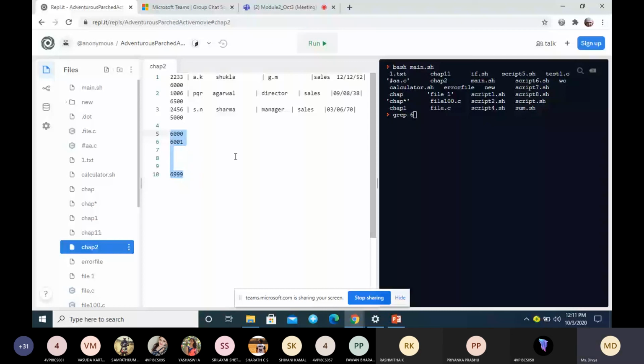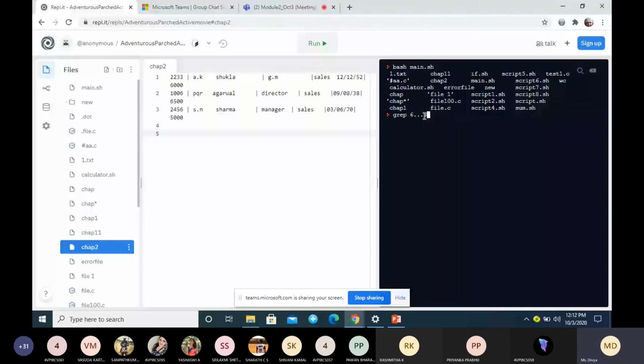It should start with 6. For 6,000 to 6,999, the first character is 6. Between that, it can have any two characters, like 699 or 6,500. The last character can be anything, but it should have only three characters after the 6. So the salary is between 6,000 and 6,999. This is the pattern we are using.